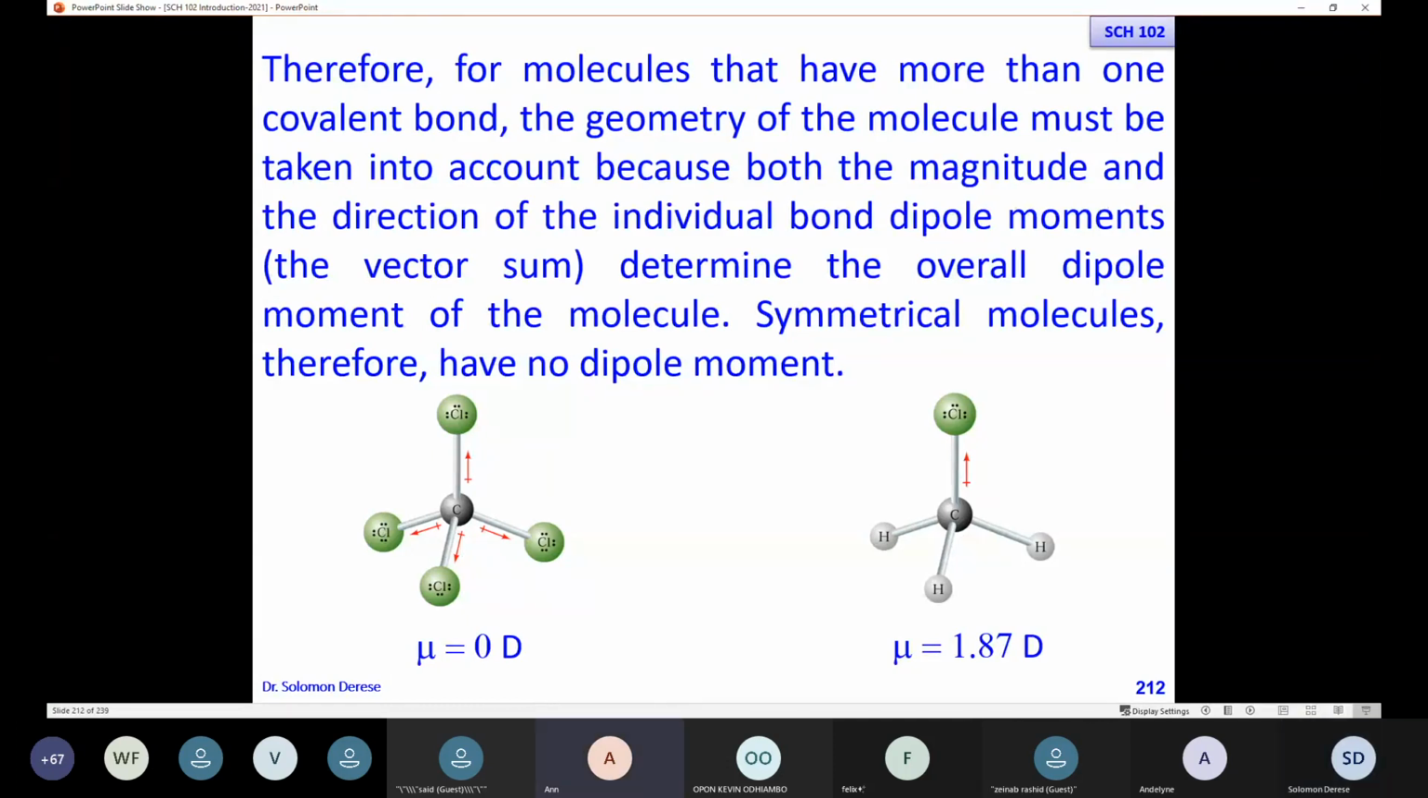I think the carbon-hydrogen bonds cancel each other, hence remaining with the carbon-chlorine bond and the carbon-hydrogen bond, which brings 1.9. Because they don't completely cancel out. That's why the dipole moment of this molecule is more than 1.5.